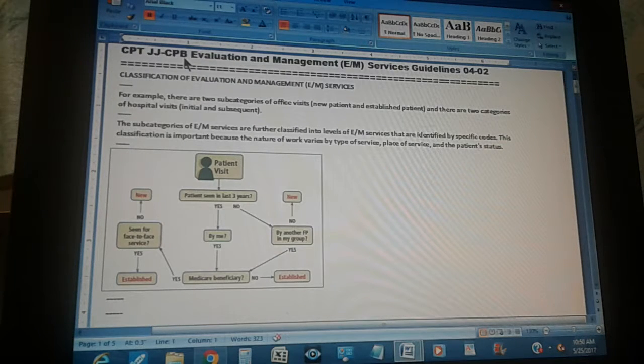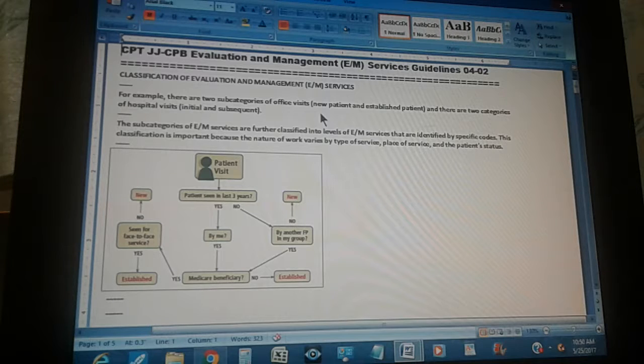All right, let's see. CPT, JJ-CPV, Evaluation and Management, E&M Services Guidelines, page 4, part 2. Classification of Evaluation and Management, E/M services. For example, there are 2 subcategories for office visits, right? If a patient goes to the doctor's office, it can be 2 things. It can be a new patient or established patient. So those are the 2 subcategories.